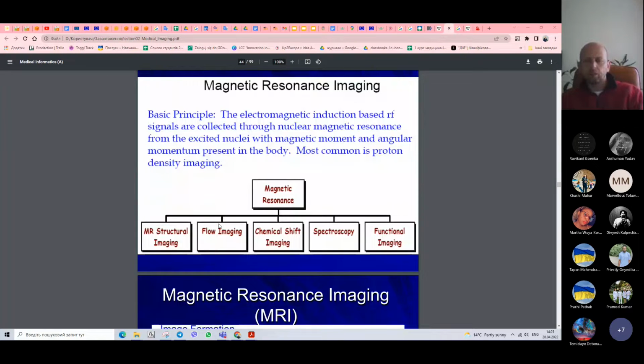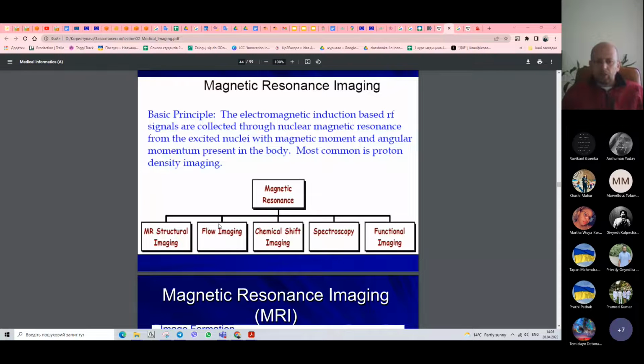Basic principle: electromagnetic induction based on resonance. Signals are collected through nuclear magnetic resonance from the excited nucleus with magnetic moment and angular momentum present in the body. Most common is proton density imaging.